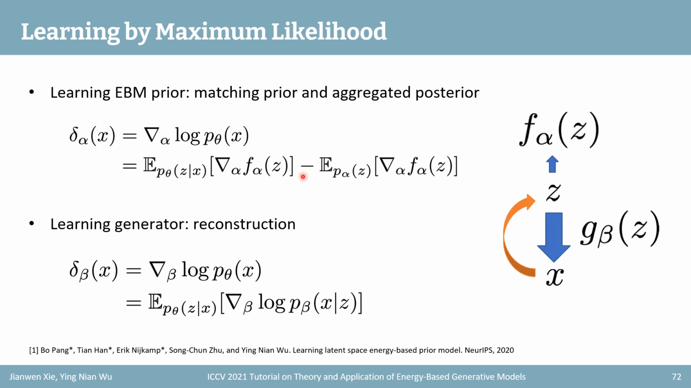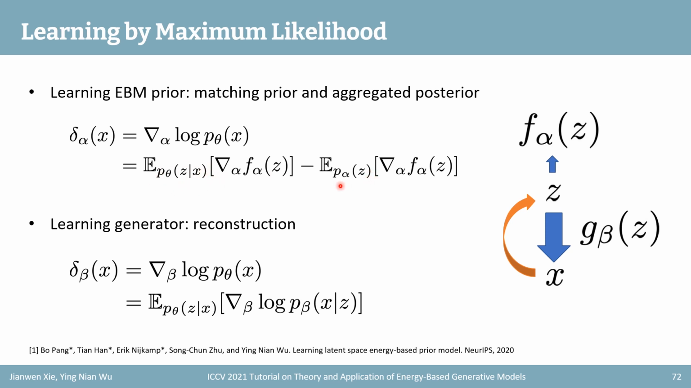So the learning gradient for the EBM prior distribution or prior model is like this. It is similar to the previous learning method for the data space energy-based model. The only difference is that here, in this part of the learning gradient, the expectation is not for the observed X, because now this network is defined for latent Z. So for each observed X, we need to infer Z from its posterior distribution.